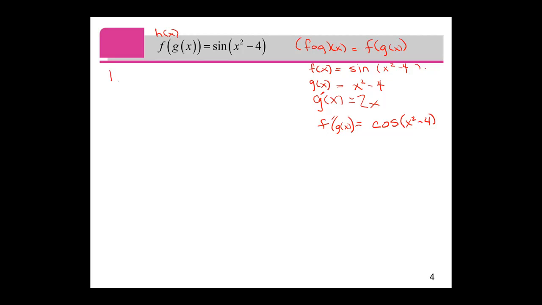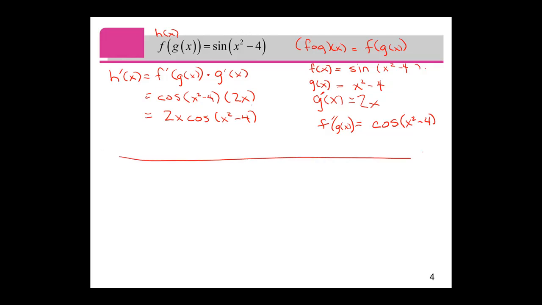So now if I want to find h prime of x, it's going to be equal to f prime of g of x times g prime of x, from that formula that we had on the previous page, right? So we know what f prime of g of x is. It's equal to the cosine of x squared minus 4. And then we have to multiply this by g prime of x, which is 2x. And my answer becomes 2x cosine of x squared minus 4. Okay? So this is one way to do it.